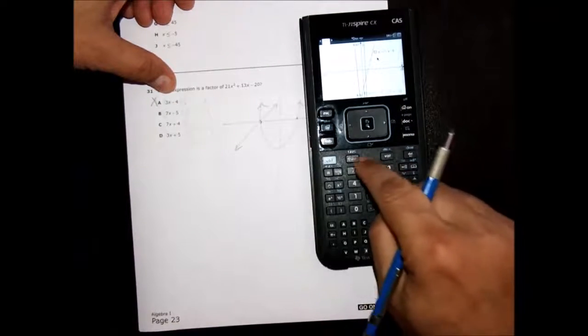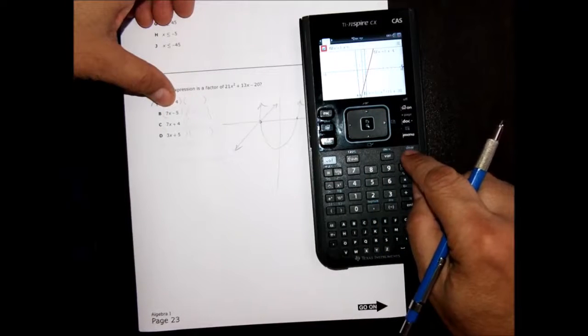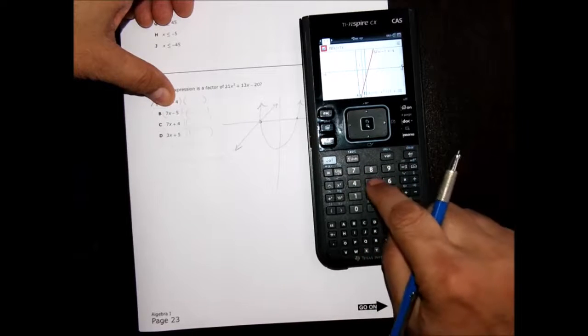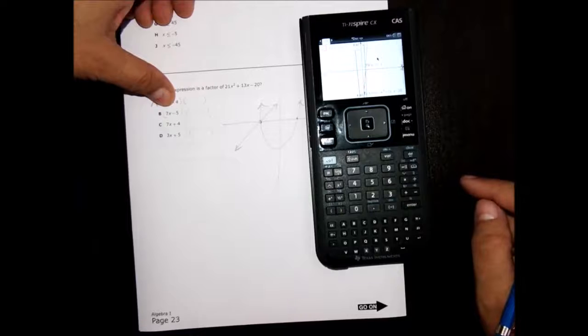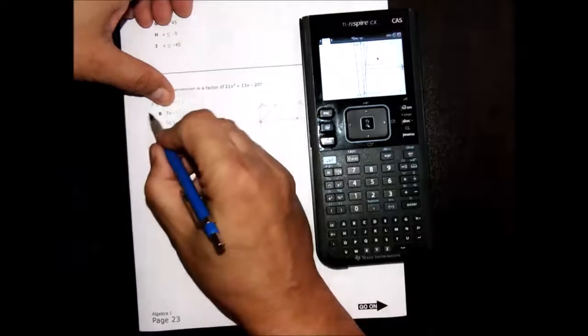So I'm going to choose tab, and I'm going to up arrow, and I'm going to edit this. This time it's going to be 7x minus 5. I'll press enter. And look there, that one does go through there. See how they intersect at the 0 location? So that looks like a good choice.